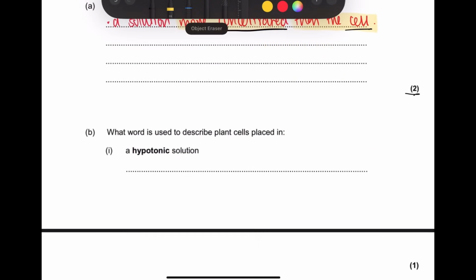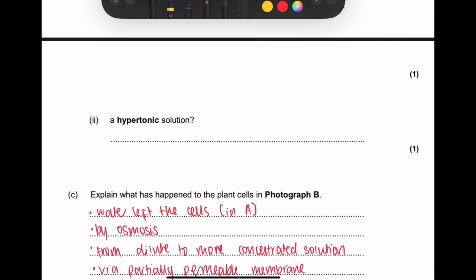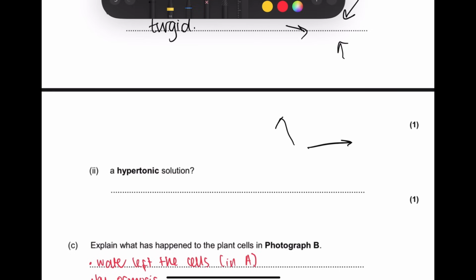B. What word is used to describe a plant placed in a hypotonic solution? In a hypotonic solution, all the water will go out. No, in a hypotonic solution, all the water will go in, so this is called turgid. Well, in a hypertonic solution, all the water will go out, so it is flaccid. Or a different word for this is plasmolysed. So you can choose whichever you can remember more. I like to remember flaccid.